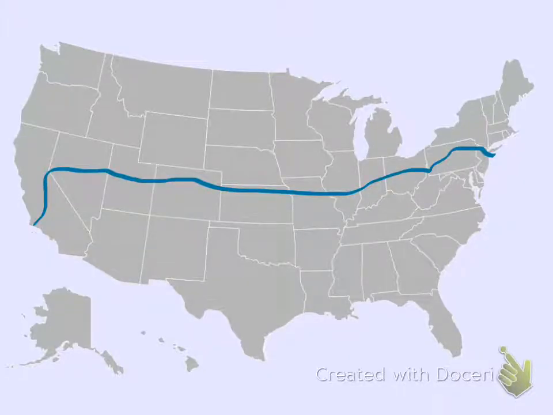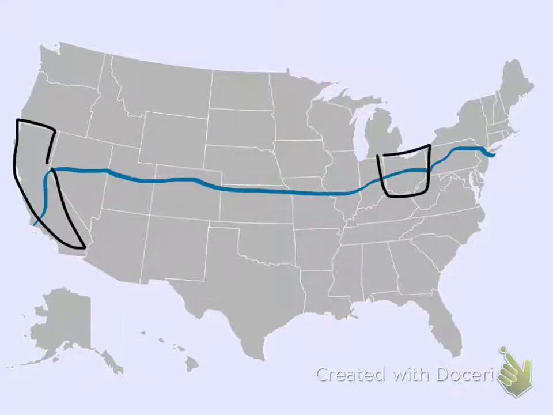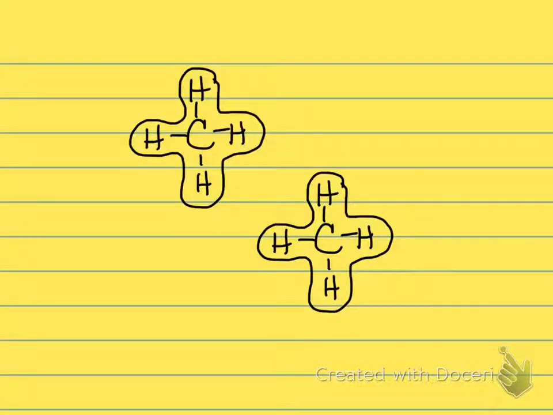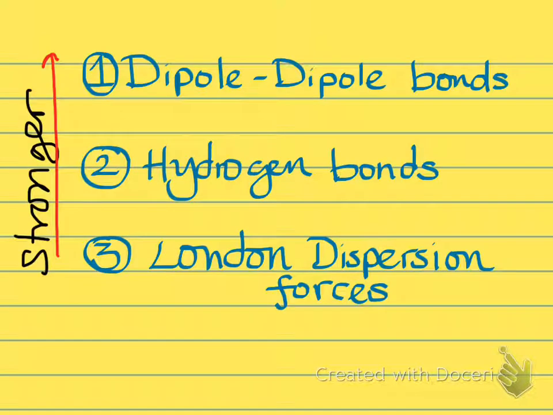So, just like an interstate highway takes you from one state to another, and an international flight takes you from one country to another, intermolecular forces are the forces of attraction between molecules. There are three kinds of intermolecular forces that we're going to discuss: dipole-dipole bonds, hydrogen bonds, and London dispersion forces. The dipole-dipole bonds are the strongest. Hydrogen bonds come in next, and London dispersion forces, well, they're pretty darn weak, actually.